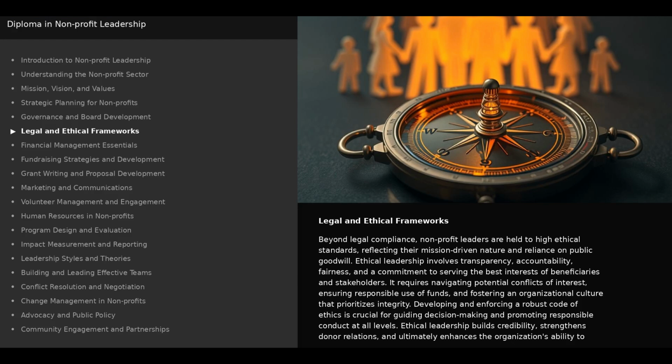Developing and enforcing a robust code of ethics is crucial for guiding decision-making and promoting responsible conduct at all levels. Ethical leadership builds credibility, strengthens donor relations, and ultimately enhances the organization's ability to achieve its mission. It is the moral compass that guides all nonprofit endeavors.